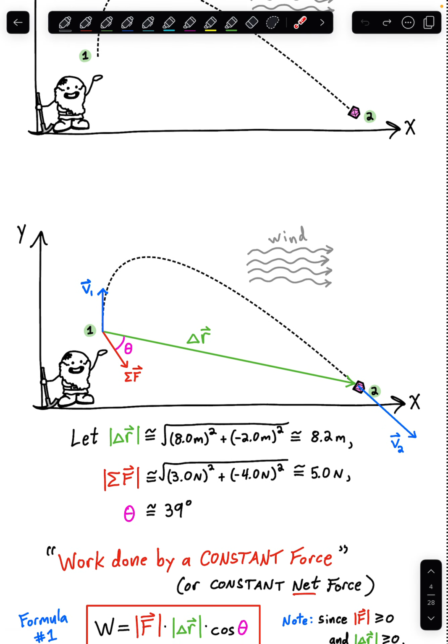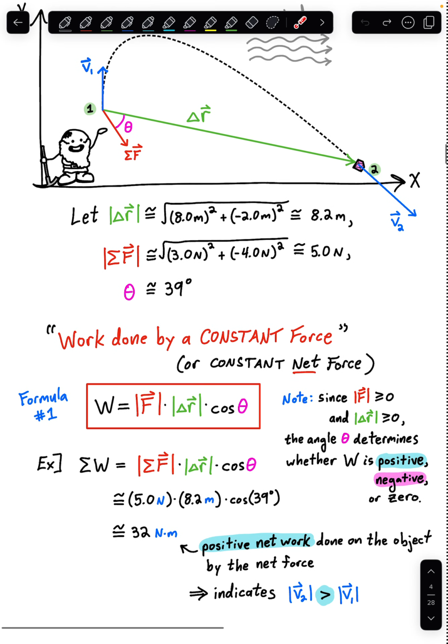With those 3 pieces of information, we can compute the work using this formula, what we'll usually call formula 1. Work done by a constant force or a constant net force. We take the magnitude of the net force, multiply it by the magnitude of the displacement, and multiply that by the cosine of that angle between them. Note here that since magnitudes of vectors are always non-negative, so 0 or positive, it is the angle that's going to determine whether this work is positive, negative, or 0. Cosine of the angle can be positive, negative, or 0. That's going to determine whether the work done is positive, negative, or 0.